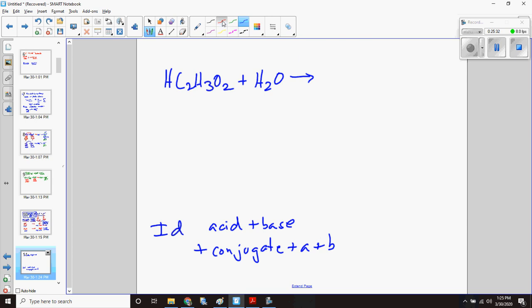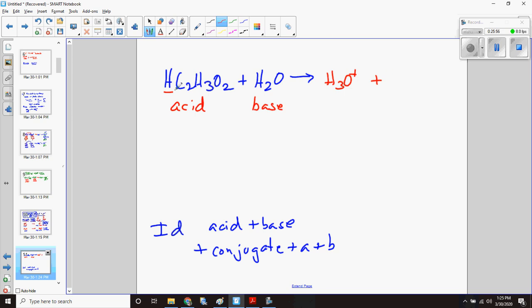You could probably figure out that the acetic acid is going to act like my acid. And if this is the acid, then the water has to be the base. All right? So what's going to happen? Acetic acid is going to donate a proton. This proton is going to get donated to water, and it's going to produce H3O plus. And what else?